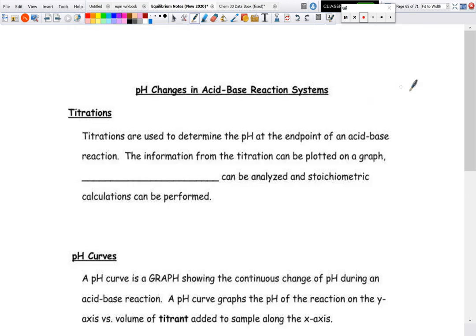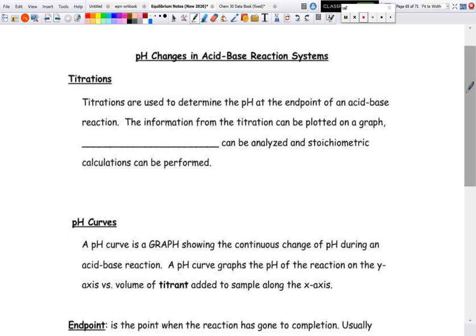Now, our last thing is going to be tying two of these things together, our polyprotic and monoprotic acids and bases and our buffer systems, and looking at how they tie together in a graph. So just remember titrations. Titrations can be used to determine the pH or endpoint of an acid-base reaction, or we've done them before with just trying to find concentrations of stuff. Remember, concentration of hydronium and hydroxide relate to pH. So information from a titration can be plotted on a graph.